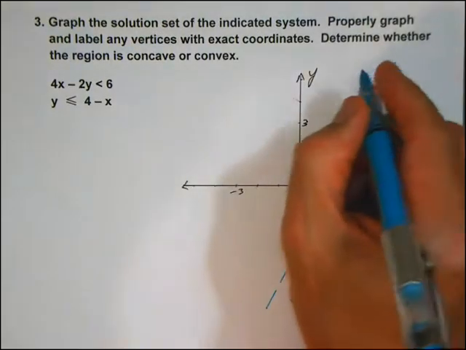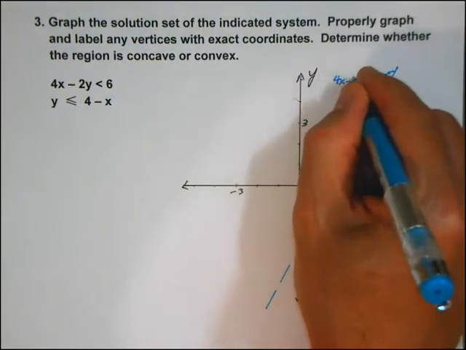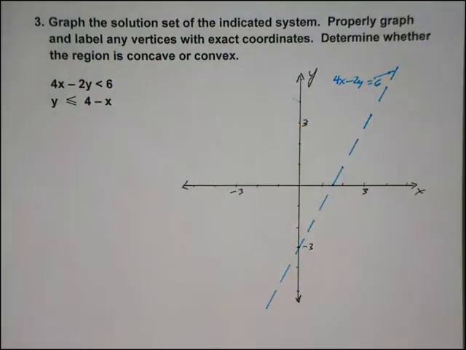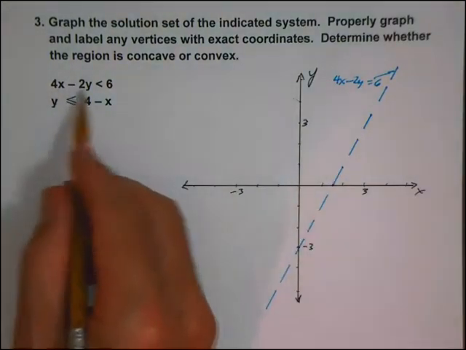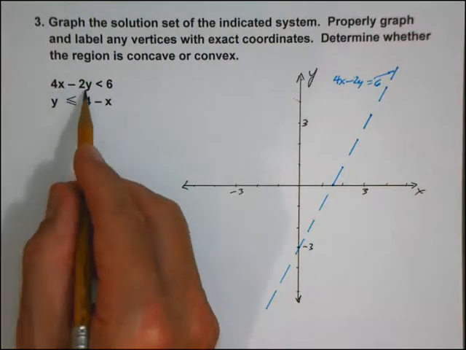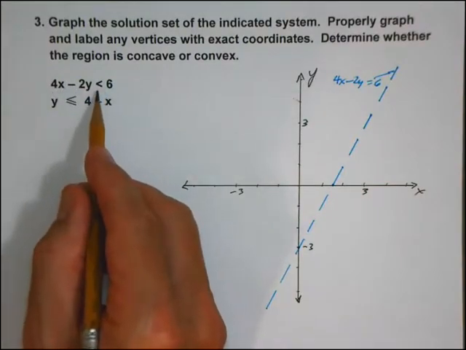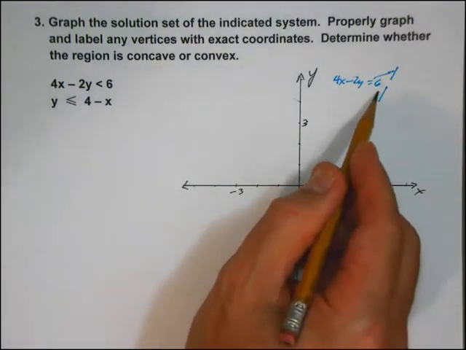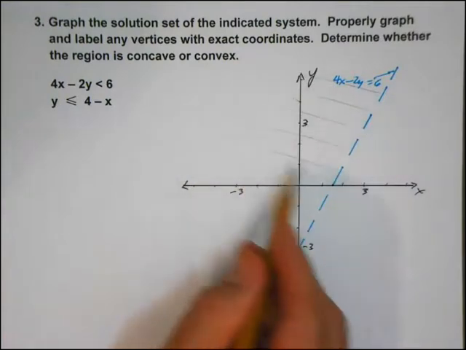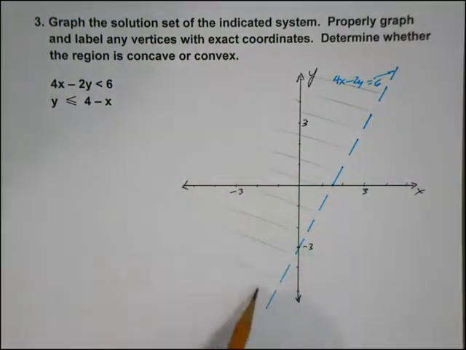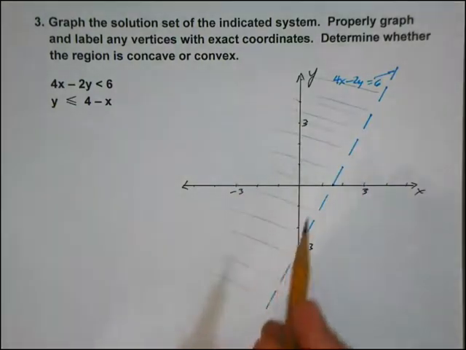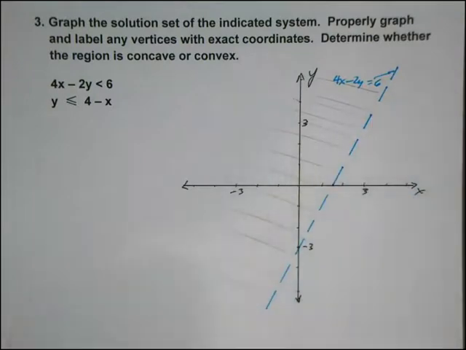Label with its equation. This is 4x minus 2y equals 6. Now, as far as which side of the line gets the shading for this half plane, we could substitute 0, 0. If we do that, we have 0 less than 6, which is true. So the 0, 0 side of the line contains all the solutions. Sort of like temporary shading here with this pencil, because we're really after the graph of the system, not just this one inequality. So we have at least one half plane visible here.